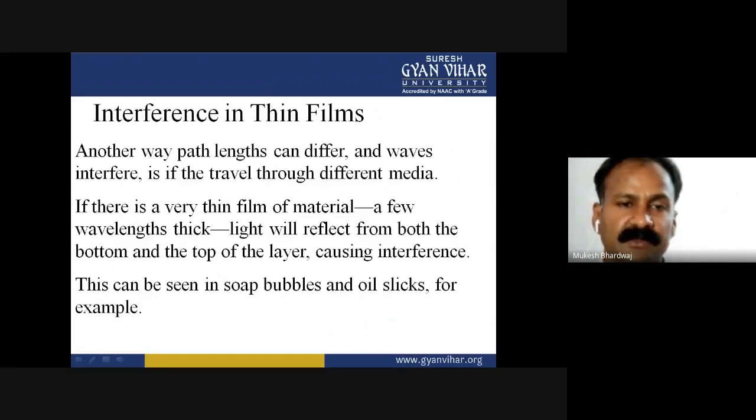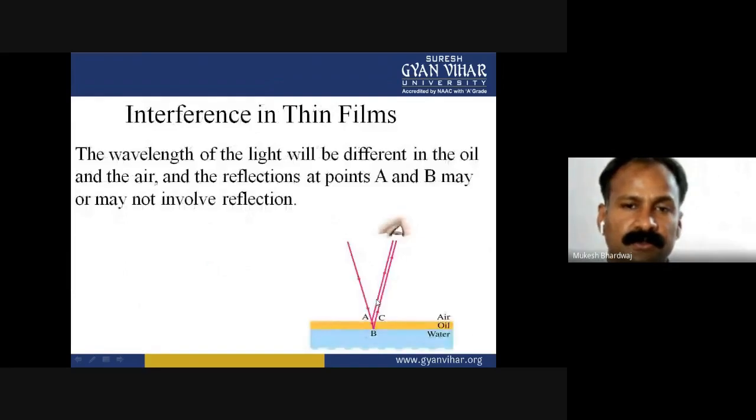Interference in thin films. Another way path lengths can differ and waves interfere is if they travel through different media. If there is a very thin film of material, a few wavelengths thick, light will reflect from both the bottom and top of the layer, causing interference. This can be seen in soap bubbles and oil slicks, for example. The wavelength of light will be different in the oil and in the air, and the reflection at points A and B may or may not involve a phase change.